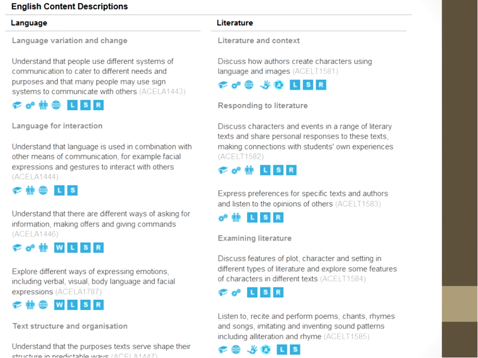So the next one: understand that there are ways of asking for information, making offers, and giving commands. You see how all these outcomes are exploratory? Very often the point is missed by teachers. Teachers think, okay, today we do posters, tomorrow we will do the book, the next day we will do something else, then we do requests. Nothing like that. It is about exploration and comparing and contrasting. There are different ways of asking for information.